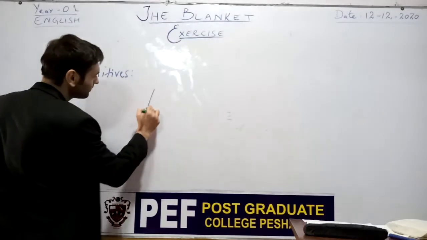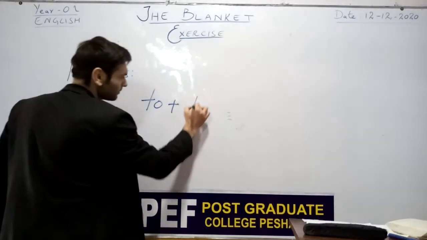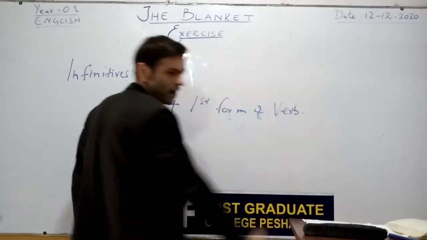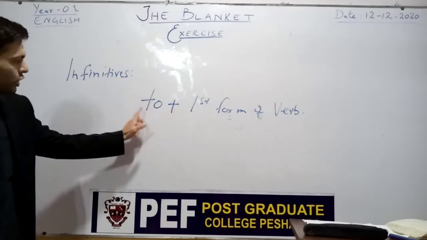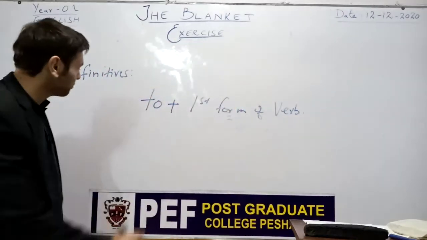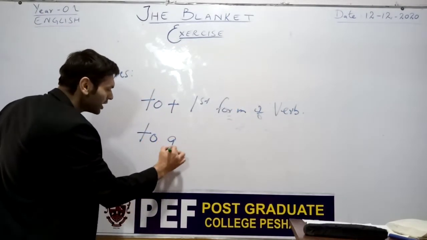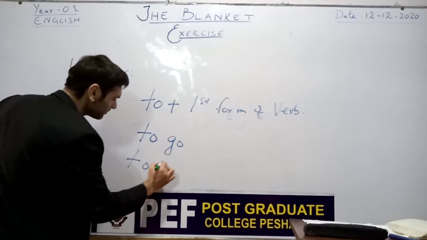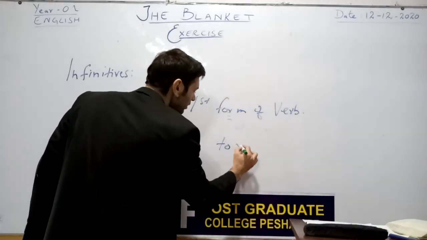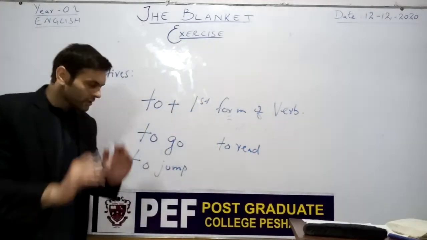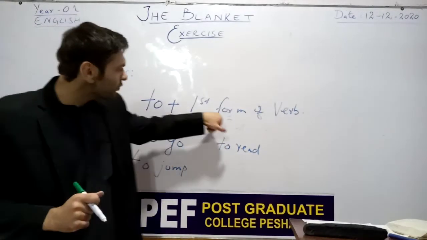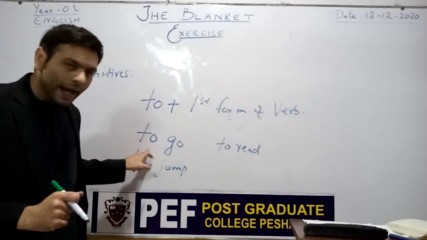Infinitive is actually to plus first form of verb. This is your infinitive. To, preposition to plus first form of verb. For example, we say, let's simplify it, to go, to jump, to read. Whenever we come across a particular sentence where we see to plus first form of verb, it is actually an infinitive.